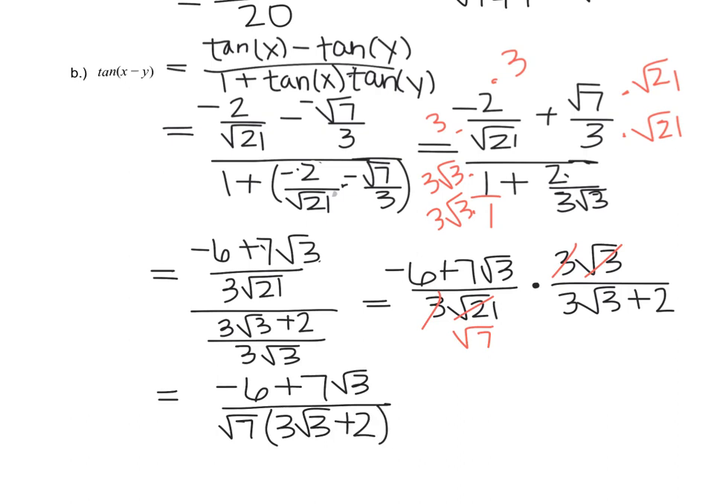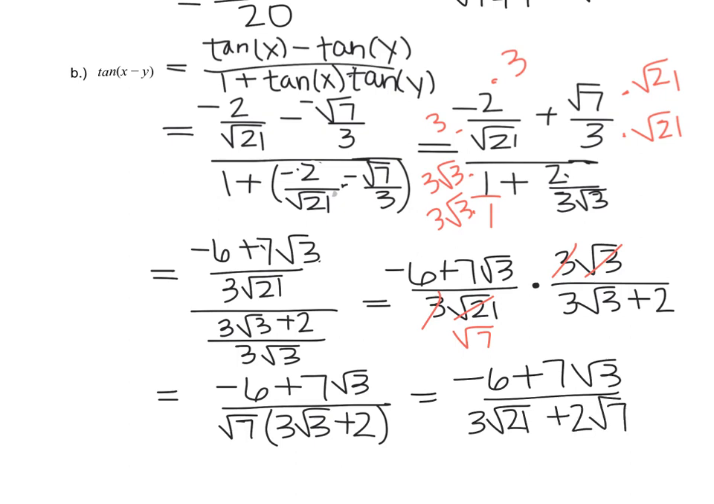And distributing into our denominator, we end up with negative 6 plus 7 radical 3 all over 3 radical 21 plus 2 radical 7. And that is going to be our final answer. So that is the exact value of tangent of x minus y for our given sine and cosine values.